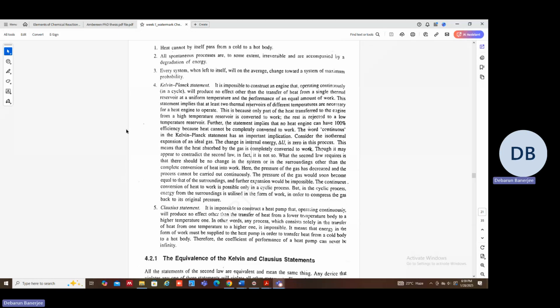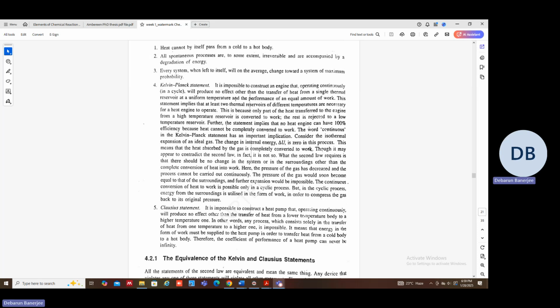There can be basically two statements. One is the Kelvin-Planck statement, another is the Clausius statement. The Kelvin-Planck statement tells that it is impossible to construct an engine operating continuously in a cycle that will produce no effect other than the transfer of heat from a single thermal reservoir at a uniform temperature and the performance of an equal amount of work.